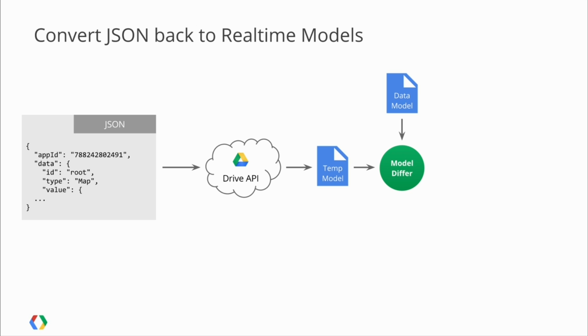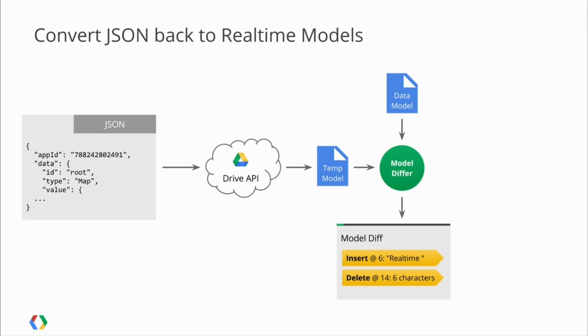And the diffing algorithm actually computes the mutations that take the current state that's on the server and transform it into the state that you uploaded. In this case, there's an insert and a delete. And again, these are just mutations, just like any other mutations in the system. And then what we do is we apply these mutations back to the data model on the server.